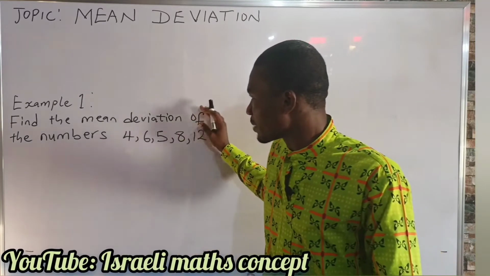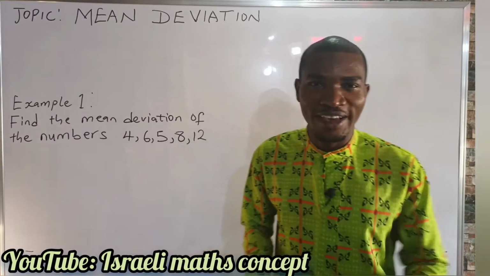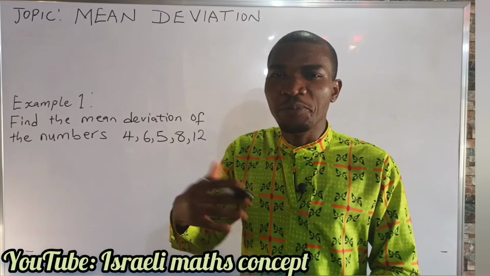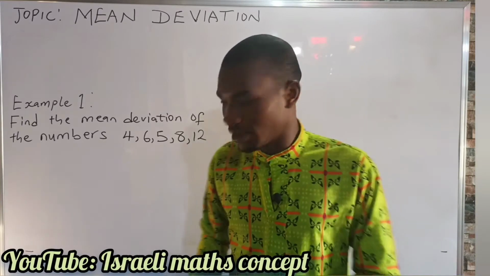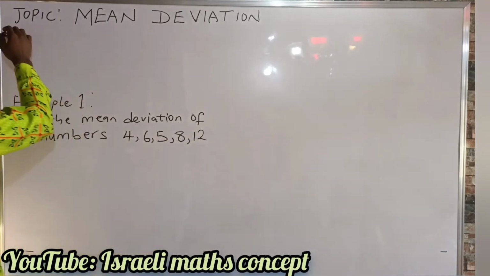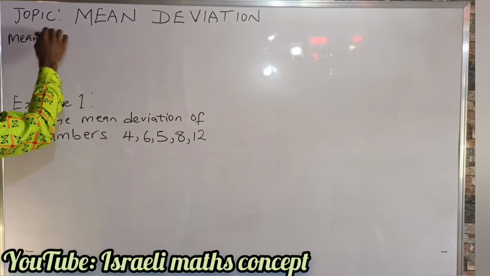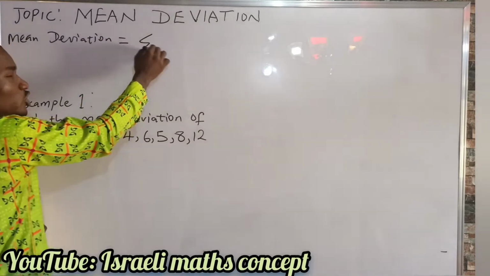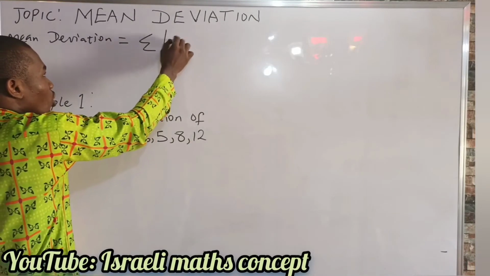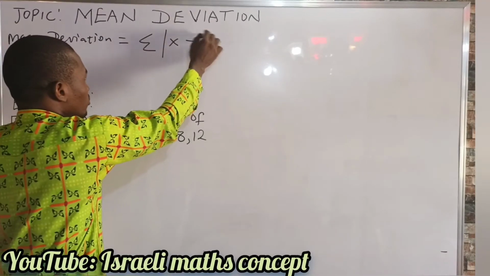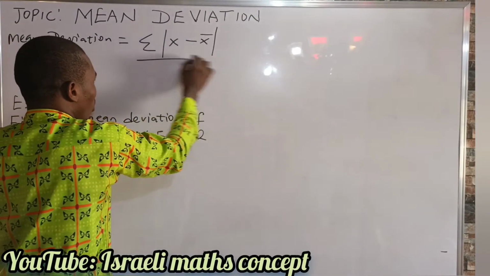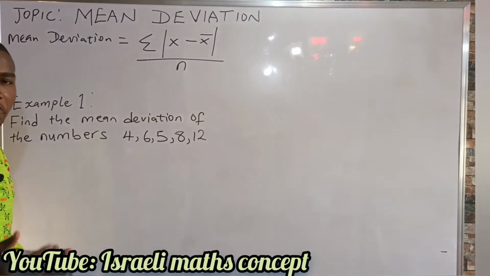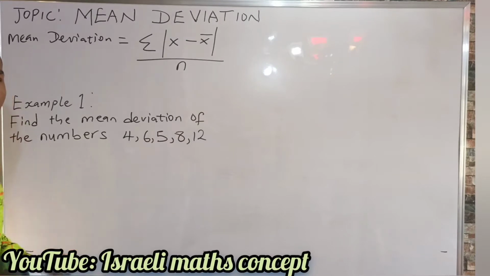Alright, I also have an example on the board that I would love to solve before the end of this video. And basically, we have the formula for calculating the mean deviation of a given set of data. The mean deviation is equal to the summation of the absolute value of x minus x bar, all over n. This is the formula we use for calculating the mean deviation of a given set of data that does not involve frequency.